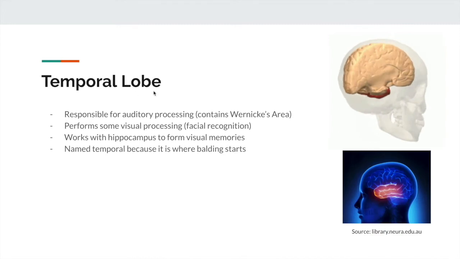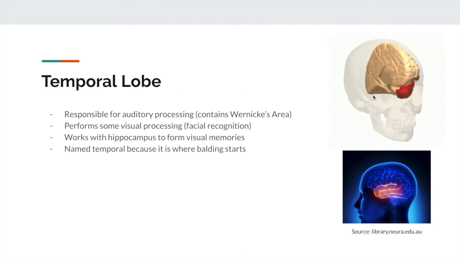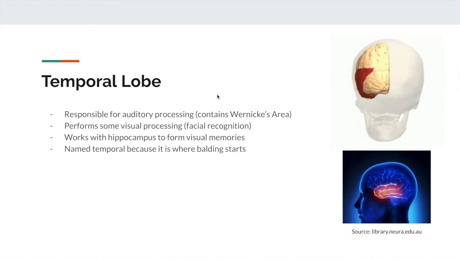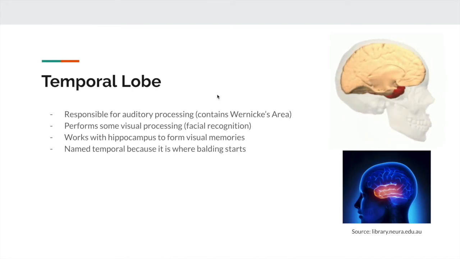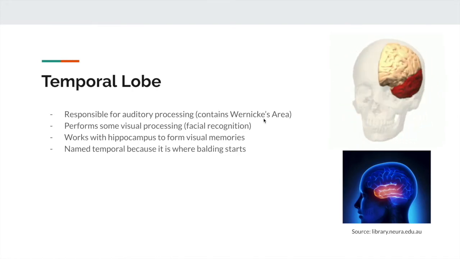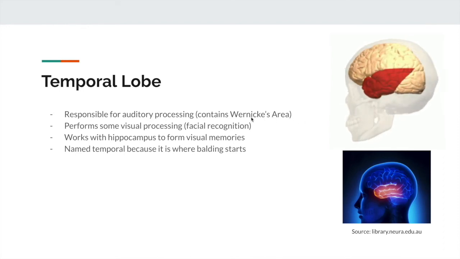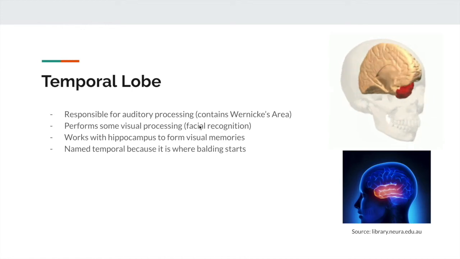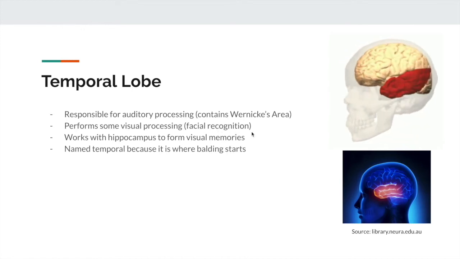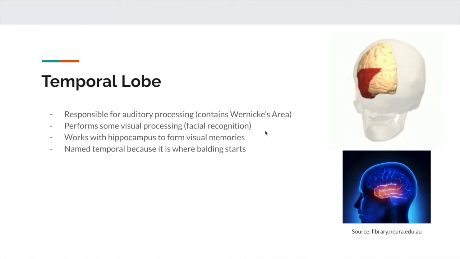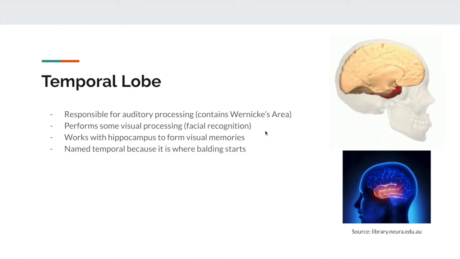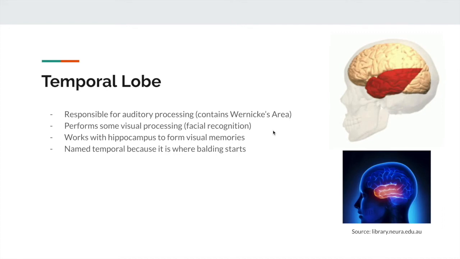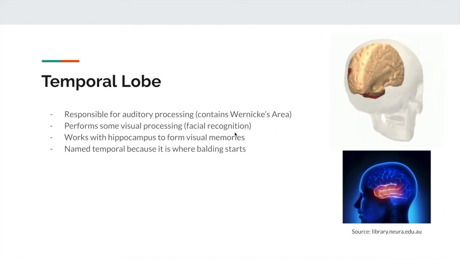The temporal lobe is this area of the brain towards the bottom. It's responsible for a lot of auditory processing. It contains something called Wernicke's area, which we're also going to be talking about in the future. But it's not just auditory processing. As I mentioned before, the lines between these lobes aren't super designated. It's not like this lobe only does this and this lobe only does that. There's some gray area here, and you can see that here.